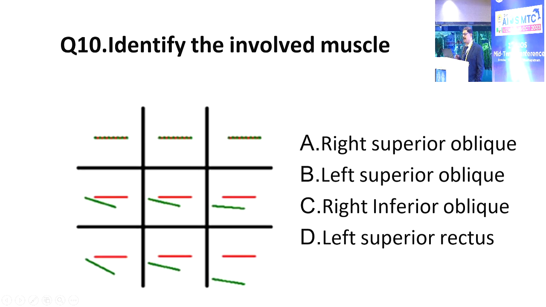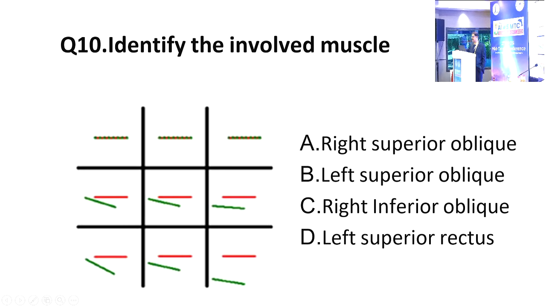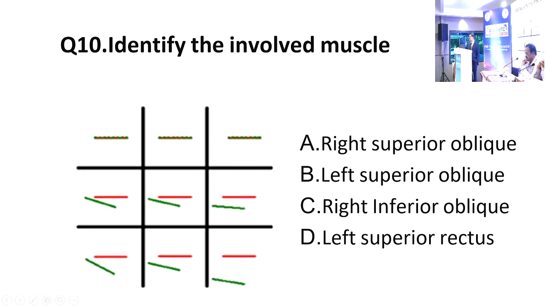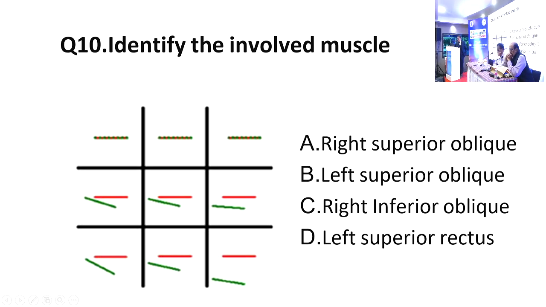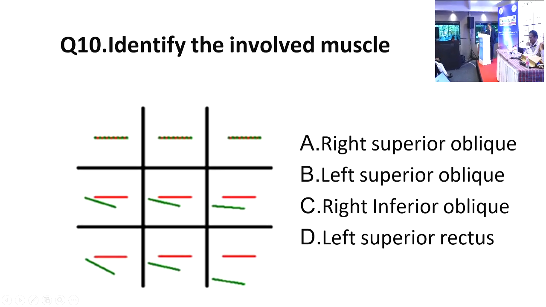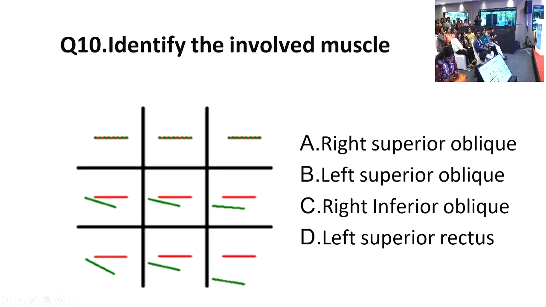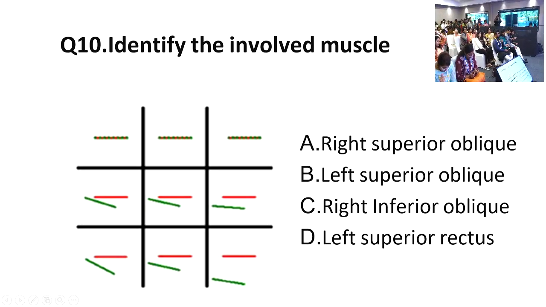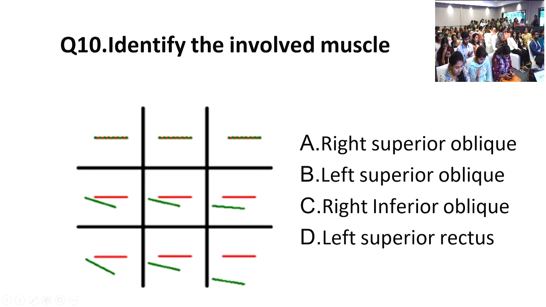And here comes question number 10. Look carefully here. Identify the involved muscle. Option A, right superior oblique. Option B, left superior oblique. Option C, right inferior oblique. Option D, left superior rectus. Your time starts now.